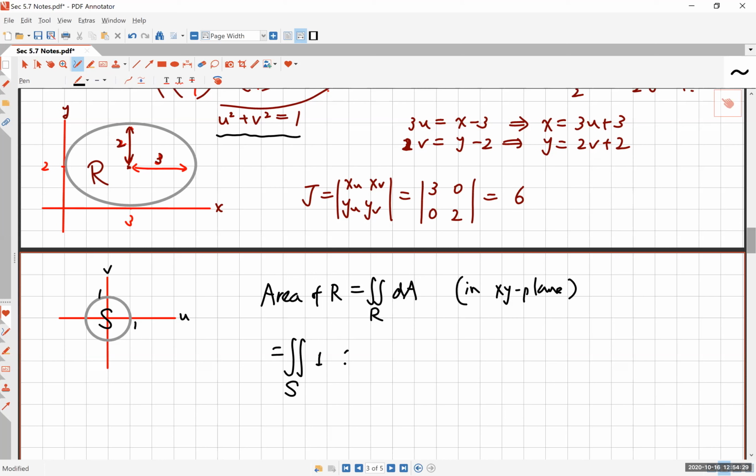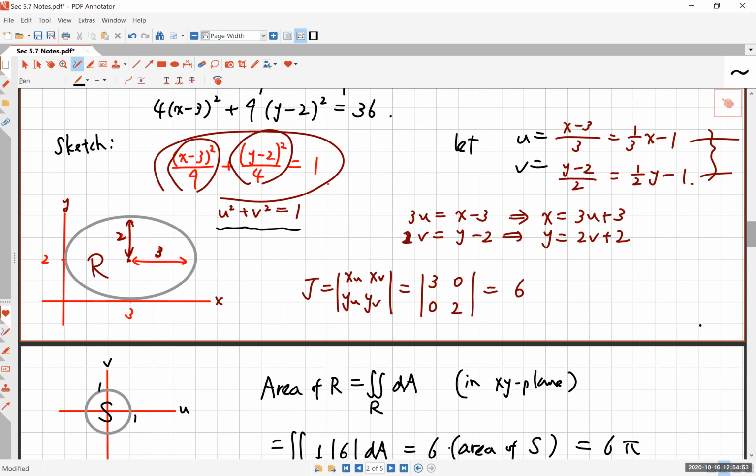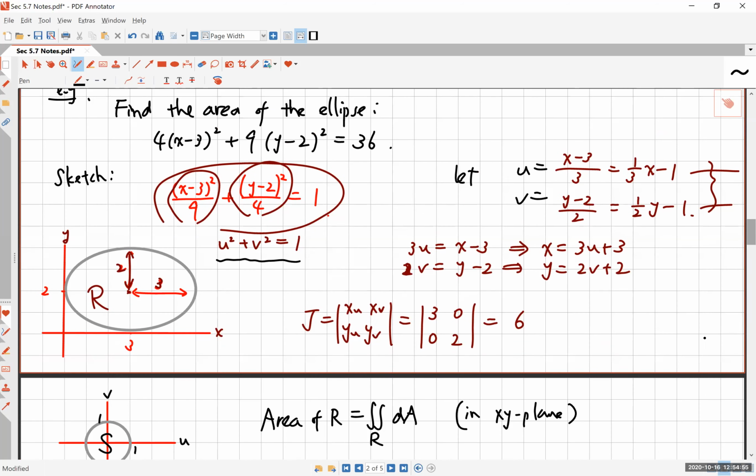But then you have to put the Jacobian. The absolute value of the Jacobian is, of course, 6. And then you do dA. Well, this is just 6 times the area of S. You get that? Right? So what is the area of the unit circle? Well, that's just pi times 1 squared. So the answer happens to be 6 pi, okay? And so that is the answer to the question I asked, what is the area of this ellipse?